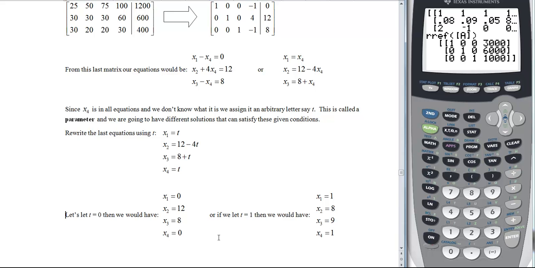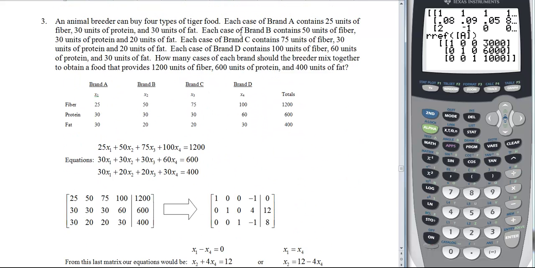Okay, so I need you to start working on tables. Remember, your unknowns are your column headings. Your row headings come from information within the problem. And that's it for this particular one.